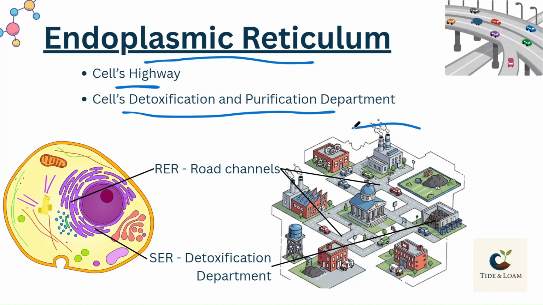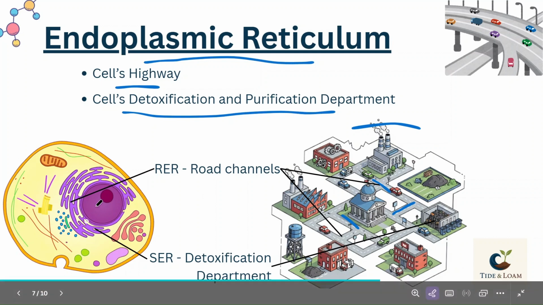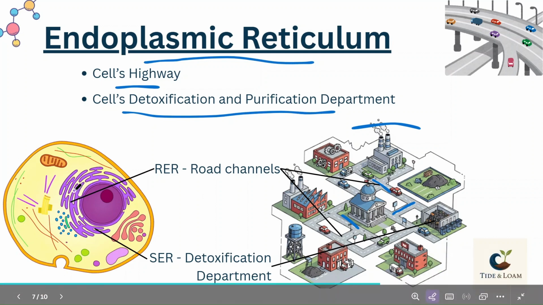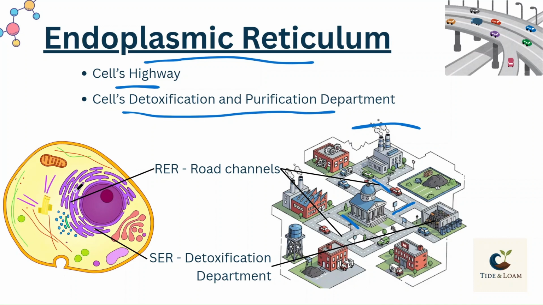This is a figure of a city. और जिस तरह city में roads होते हैं which are used for transportation and movement from one place to another, इसी तरह cell के अंदर endoplasmic reticulum है which is used as a highway, which is used as a road, और cell के अंदर एक जगह से दूसरी जगह materials को transfer किया जाता है RER की मदद से, endoplasmic reticulum की मदद से.